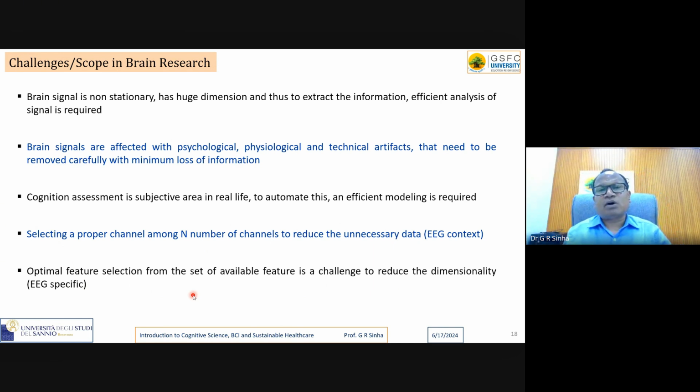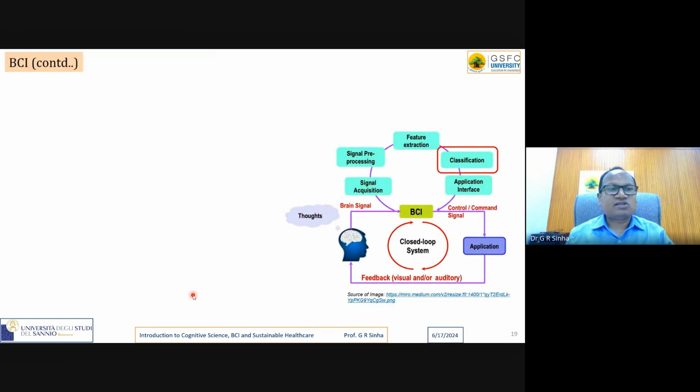And why am I talking about the challenges? As a researcher, you should be interested in knowing about the challenges. Why? Because challenges will help you write the problem statement. You think, this is a challenge, and a lot needs to be done to deal with it. So let me write a problem statement that addresses this particular challenge. Therefore, identification of challenges is important in any area, including brain research.